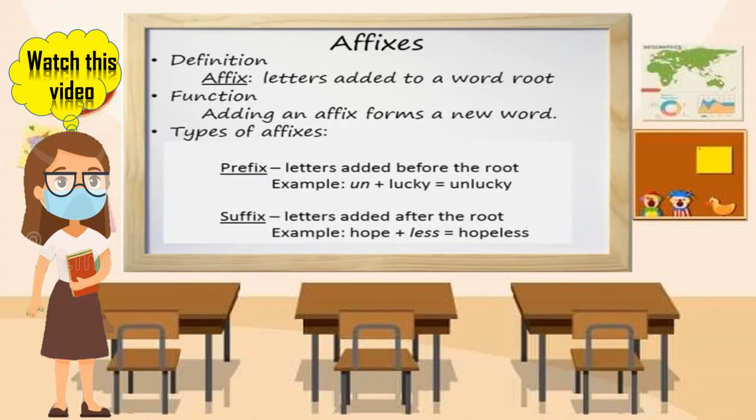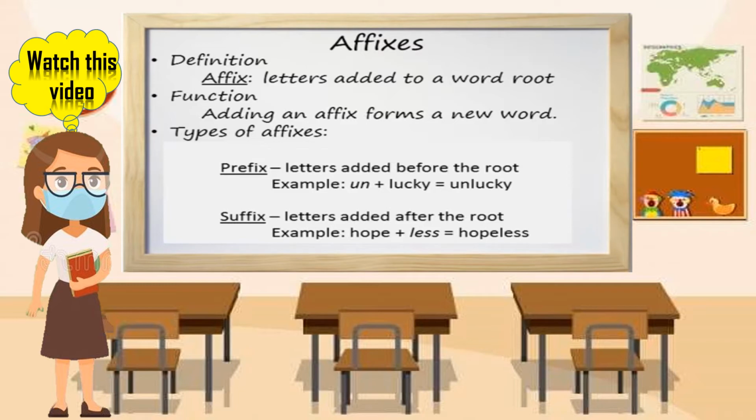Now let's talk about affixes. The definition of an affix is letters added to a word root. The function is adding an affix forms a new word. We're going to talk about two types of affixes, the prefix and the suffix. A prefix is letters added before the root at the beginning of a word. For example, we can add the prefix un to the root word lucky and we get unlucky.